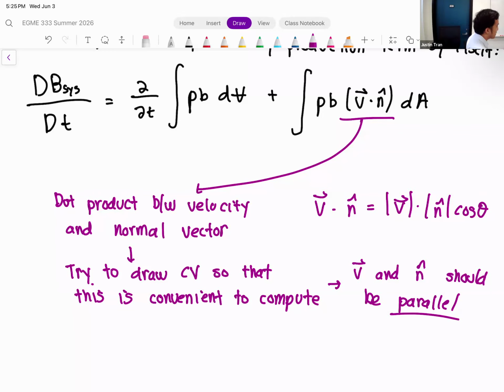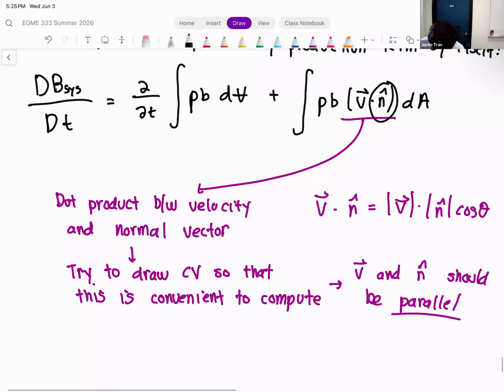We haven't discussed what the normal vector is, right? So that normal vector, and maybe I should have started with that. This normal vector here is a vector that points outward from your control volume, right? So basically, whenever you have your control volume, the normal vector is a vector that points outward, normal to that surface.